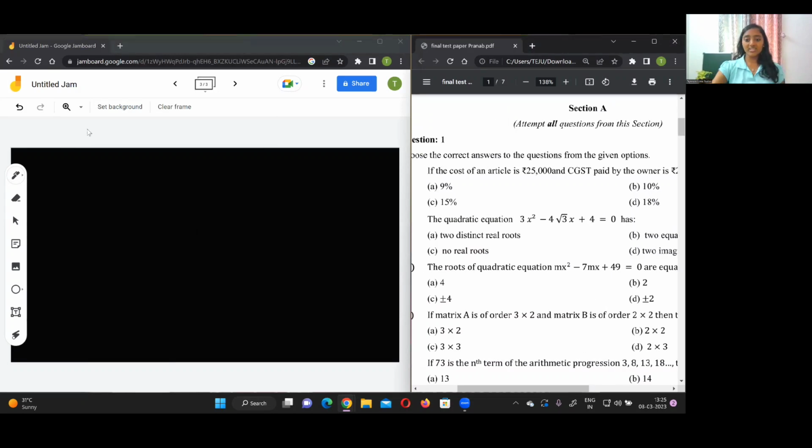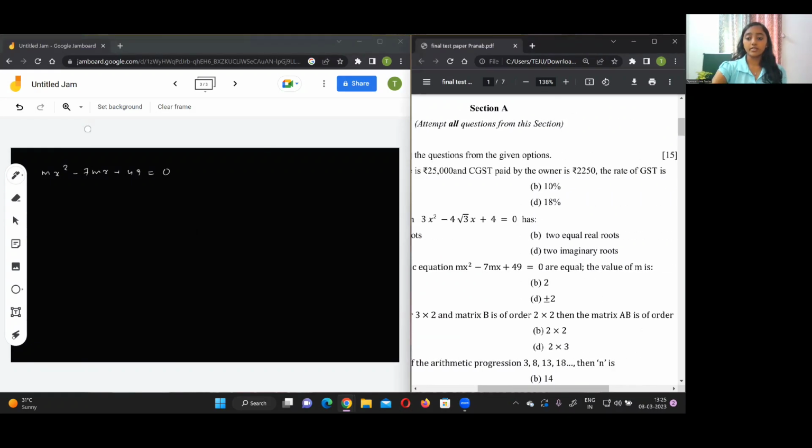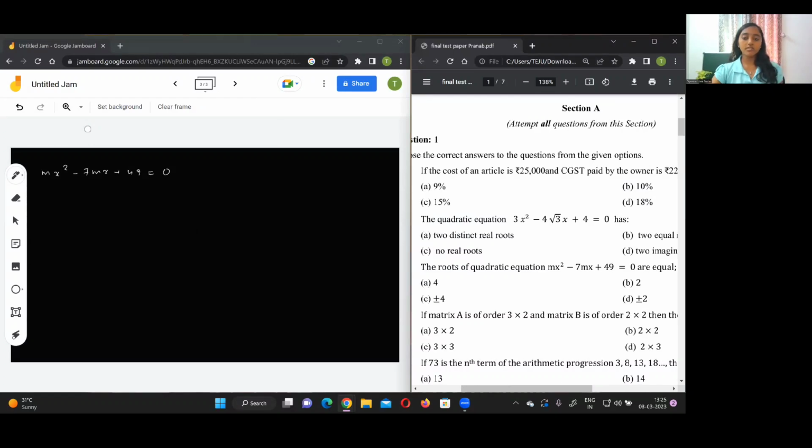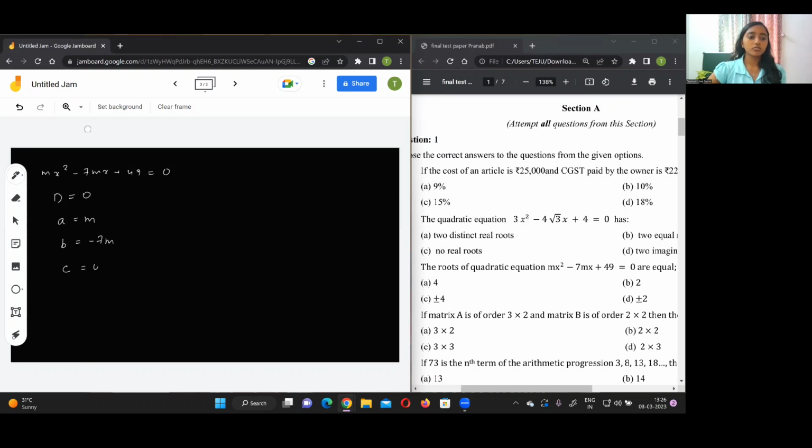The next question, let's go to, which is again a similar concept. The roots of the quadratic equation mx square minus 7mx plus 49 is equal to 0 are equal. The value of m is. So they're saying that the roots are equal. It is the same concept as the previous question. If the roots are equal, it means that the discriminant is equal to 0. So a is equal to m, b is equal to minus 7m, and c is equal to 49.